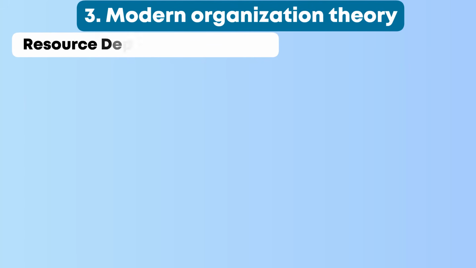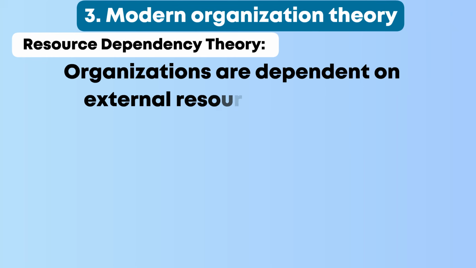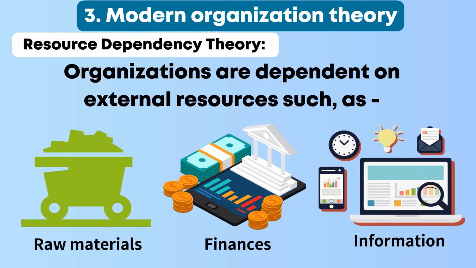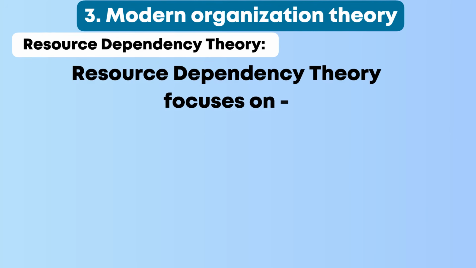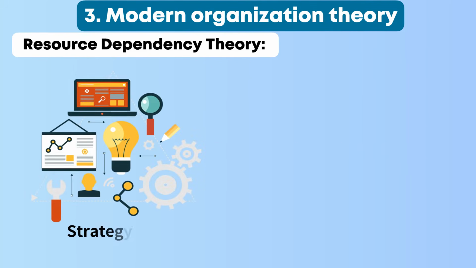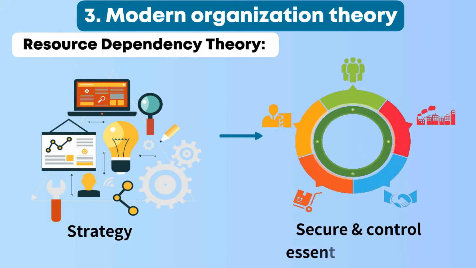3. Resource dependency theory. Organizations are dependent on external resources such as raw materials, finances, and information. Resource dependency theory focuses on how organizations manage and cope with their dependence on external entities. It explores strategies organizations use to secure and control essential resources.